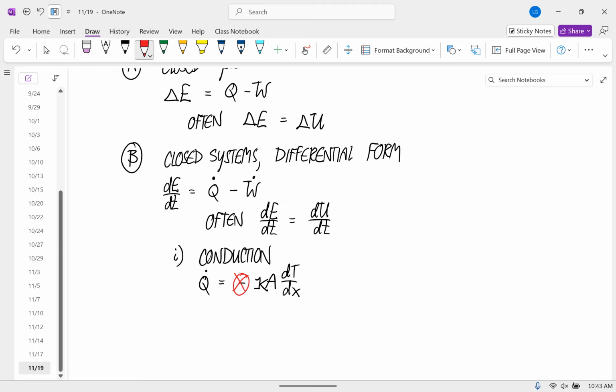And also remember that for us, temperature is always going to be linear with x. And so dT/dx is always just going to be the total change in temperature over the total thickness of the path.